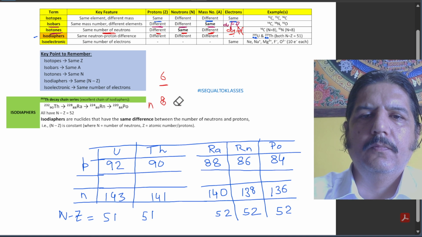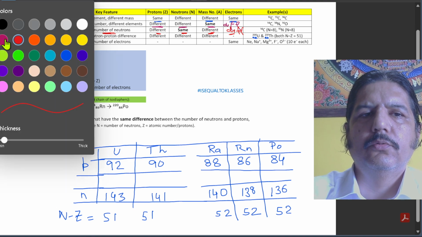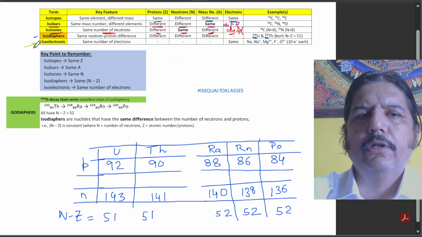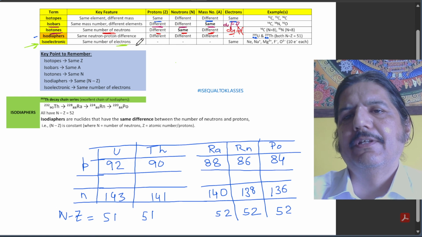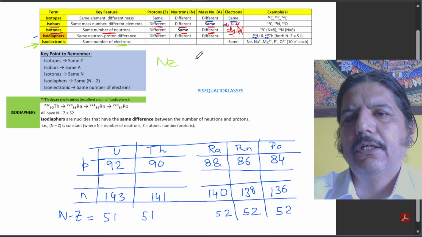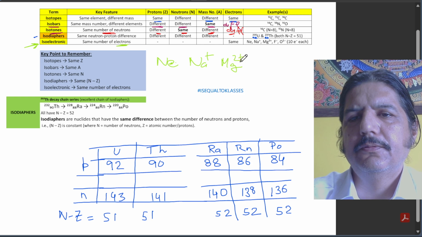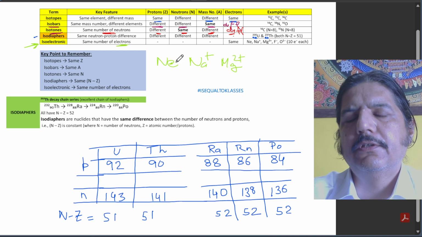Okay. I'll skip isodiaphers for a while and jump to isoelectronic. So what is isoelectronic? The same number of electrons. Electrons are the same. Now here, I've taken some interesting examples: neon, Na positive, and Mg2 positive. Let's focus on these three only.